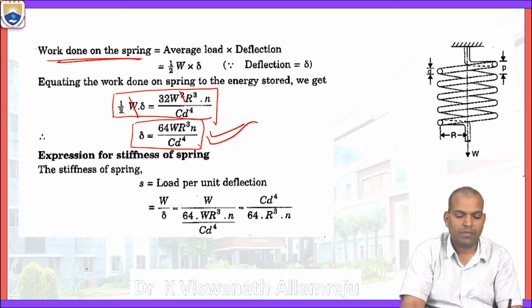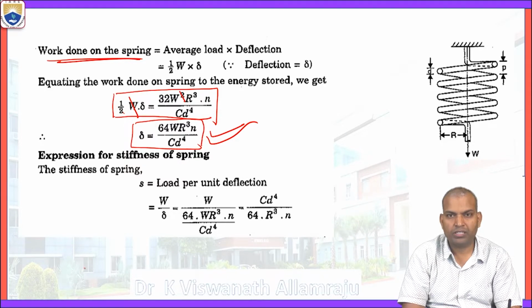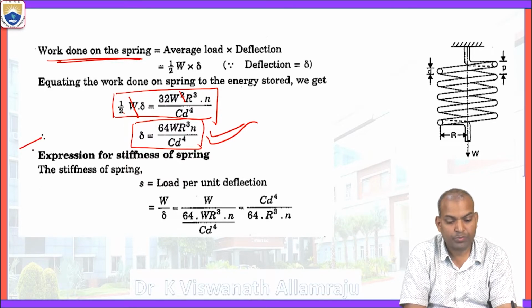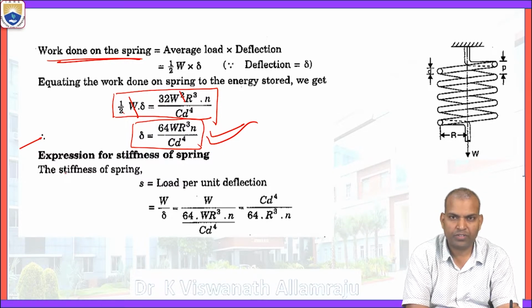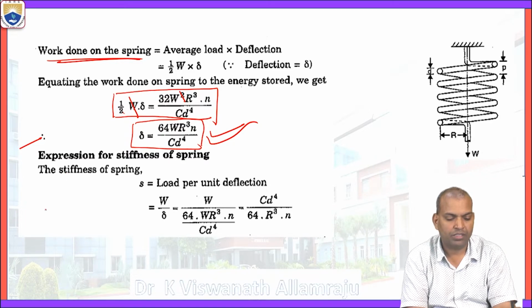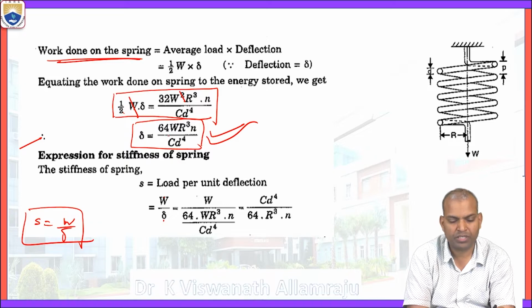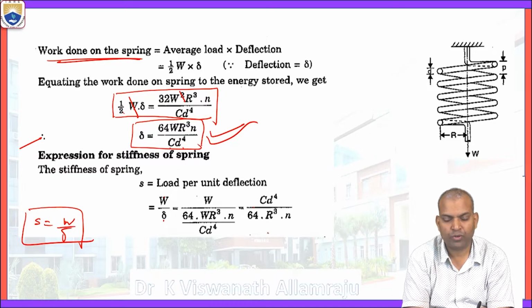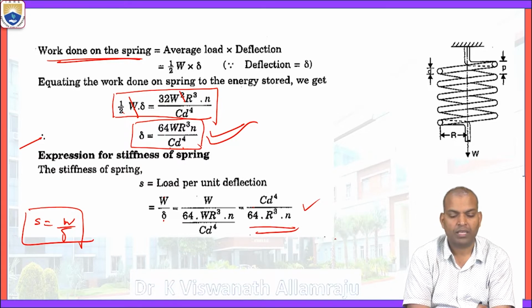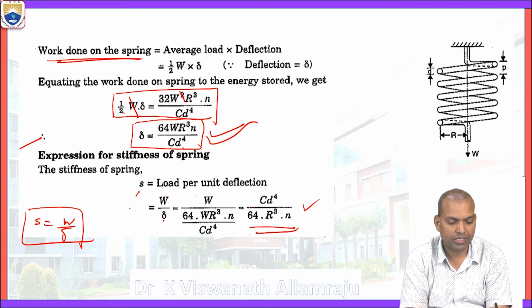Now, this is the expression for deflection of the spring. What is the stiffness of the spring? If we know the deflection, the stiffness S equals load per deflection, W by delta. We know W, the axial load. Substitute delta, that is 64 W R cube n by C d power 4. Then W gets cancelled, and we get C d power 4 by 64 R cube n. This is the expression for stiffness S.